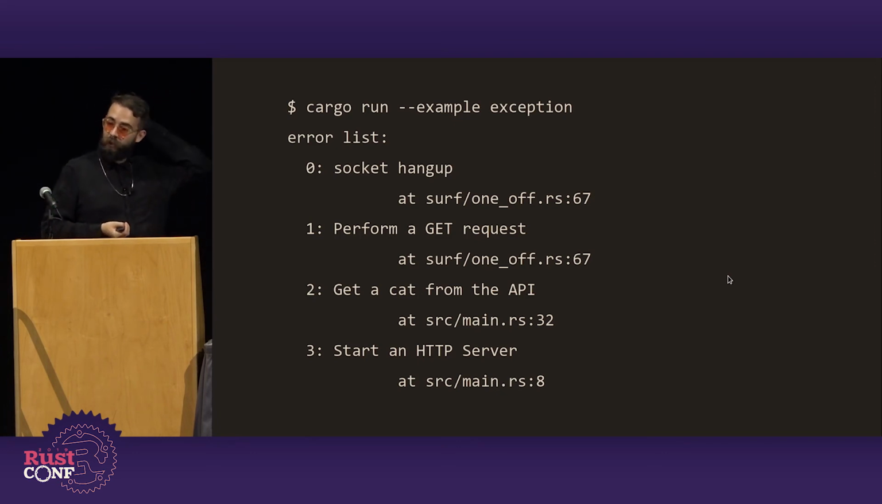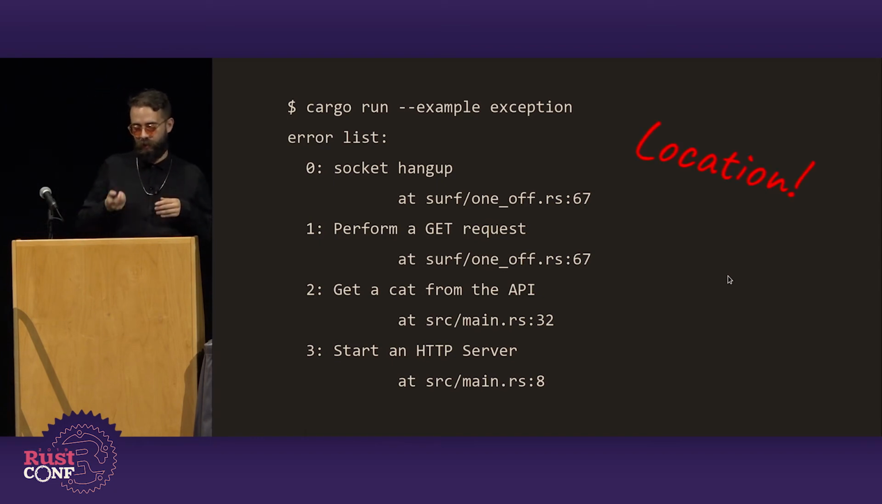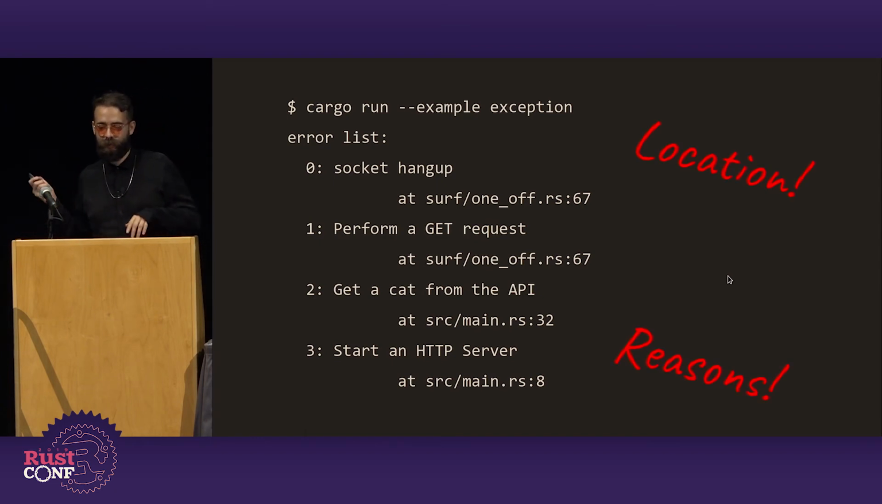And you can also see a location. There's a little macro in the standard lib to just statically inject the location of where something is. So surf one off. Oh, cool, we're using surf here. And then, oh, it went into main. All right, sweet. I know where this error came from, and I can start figuring out why it is happening. So you get a location, and you get a list of reasons.